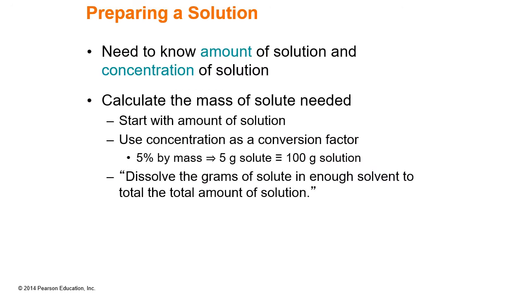When we look at making a solution, this is an important skill to have. We need to know the amount of the solution and the concentration of the solution that you're trying to make. From this, we can calculate the mass of the solute that you need to add. So you start with the amount of the solution, and you can use those concentrations as conversion factors in order to figure out the amount of grams of solute that you need to weigh out. When we describe this, we say we dissolve so many grams of solute in enough solvent to make a total amount of solution.